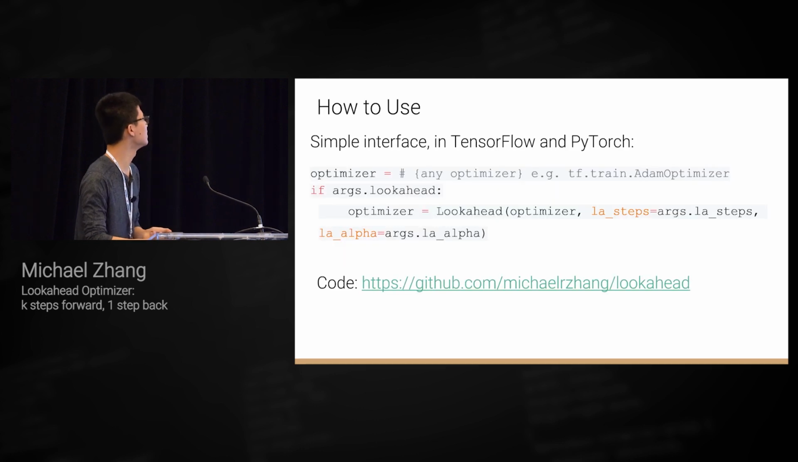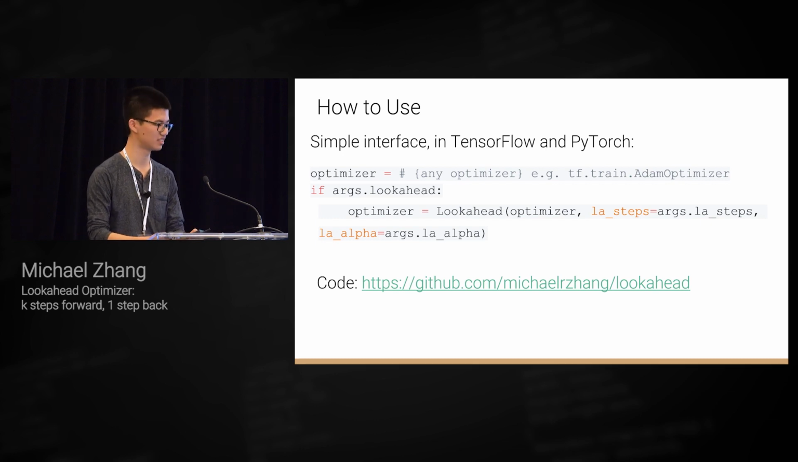To use our method, you can incorporate this into any existing TensorFlow or PyTorch pipeline with essentially 2 additional lines. You just have to use your existing optimizer and then wrap it around our wrapper, which takes in the number of Lookahead steps and the alpha for the slow weight interpolation. And our code is all currently online.